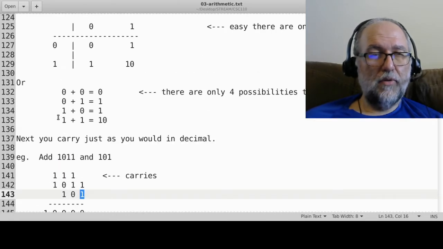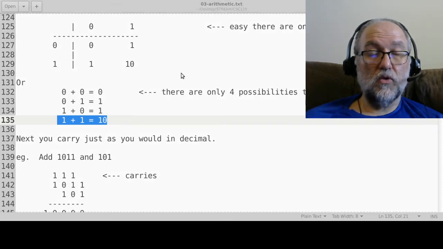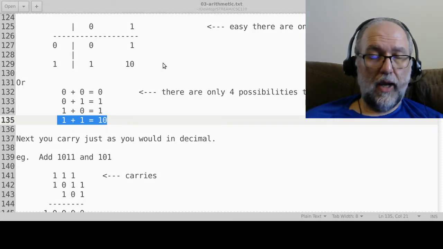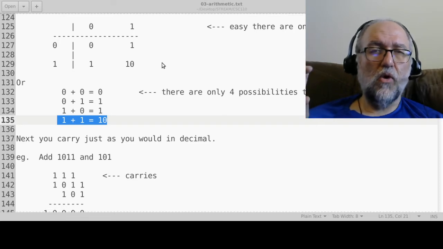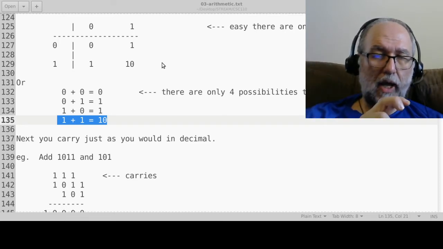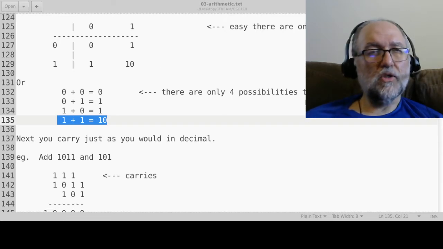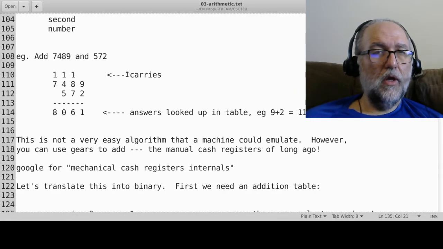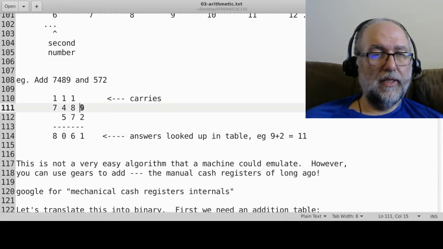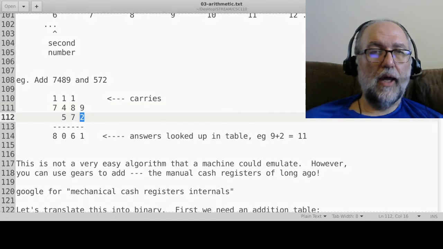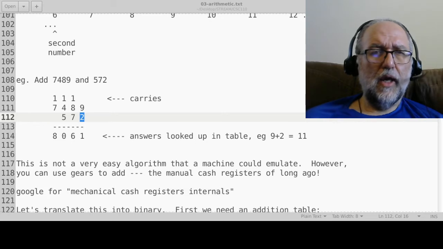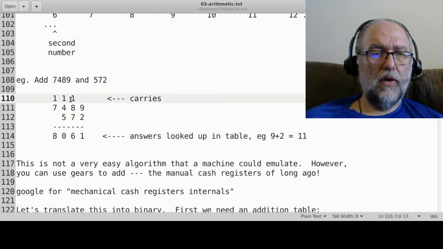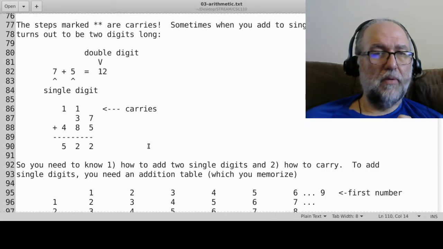Well, you could just look it up in the table here like that. 1 plus 1 is equal to 10. Okay, now don't think of it as 10. Think of it as 0 carry 1. Because before, let me just remind you what happened here. When I did 9 plus 2, I didn't say the answer is 11, but I said it is equal to 1 carry 1. Or maybe a better example is up here when I did 7 plus 5.